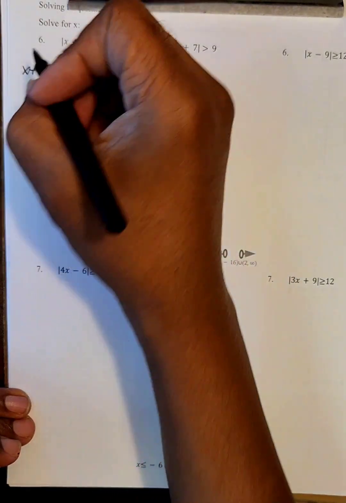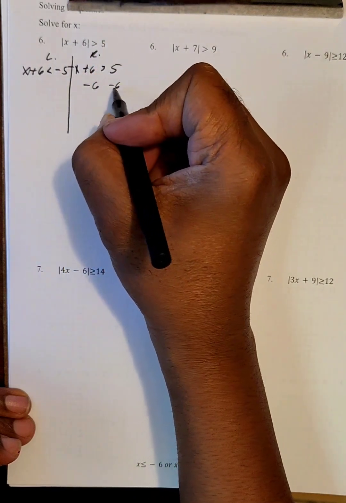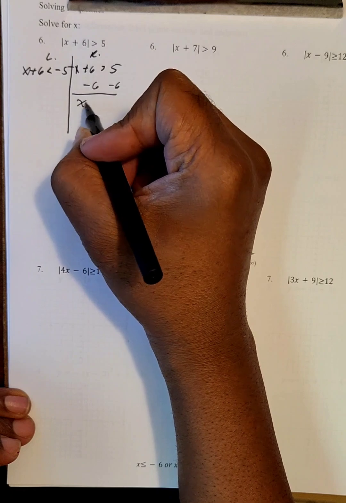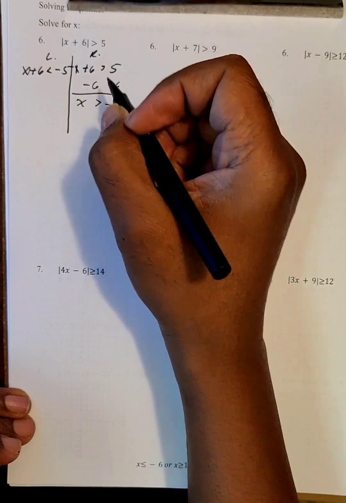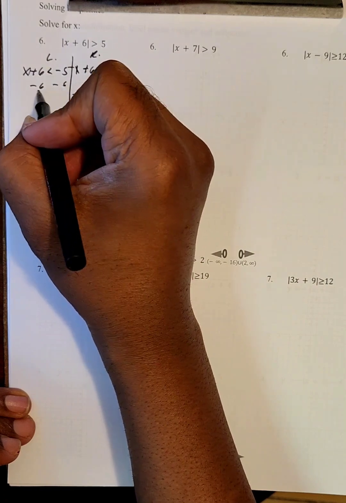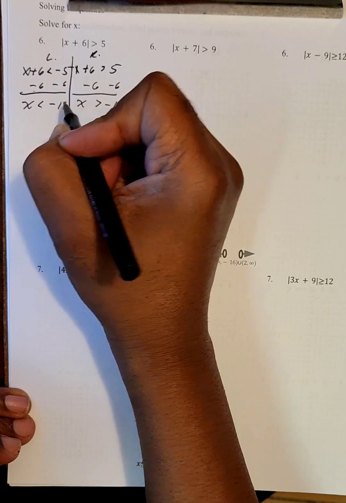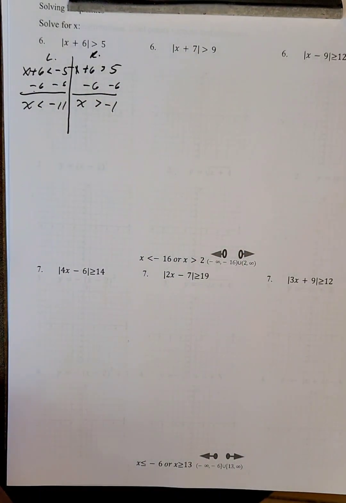Now I'm going to solve the right side by subtracting 6 from both sides, and we're going to get x is greater than negative 1. And over here, when I solve for x, I subtract 6 from both sides. I'm going to get x is less than negative 11.